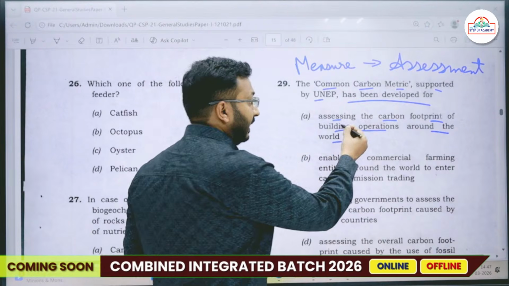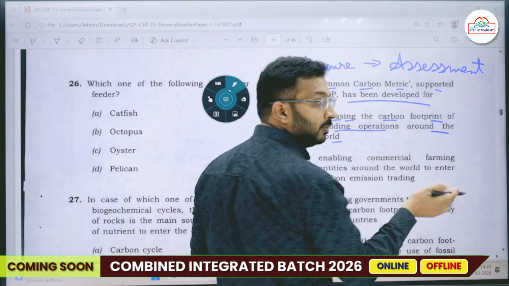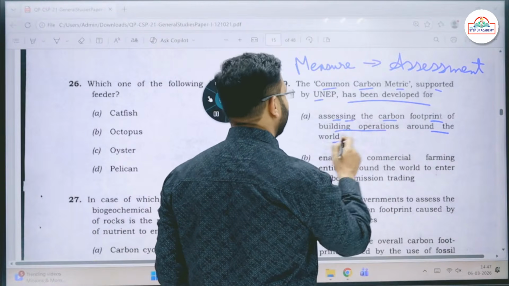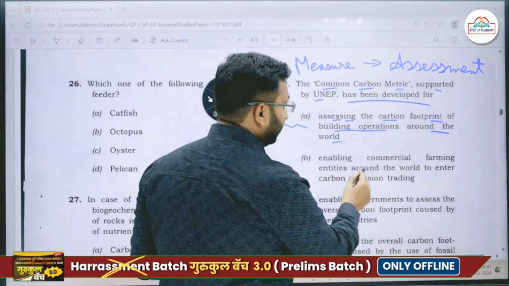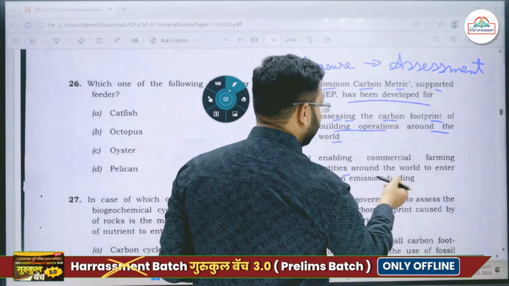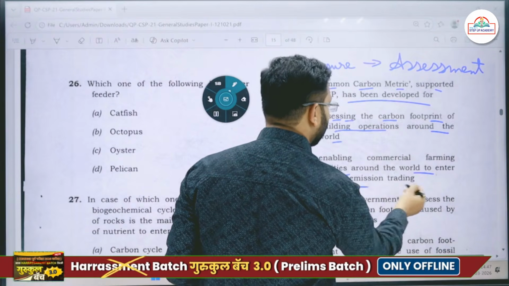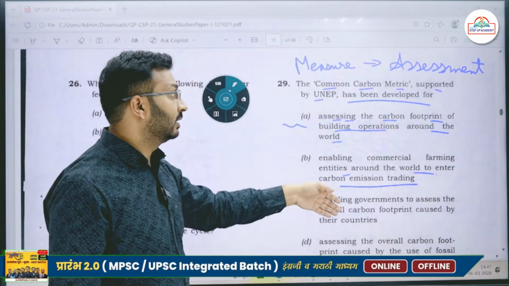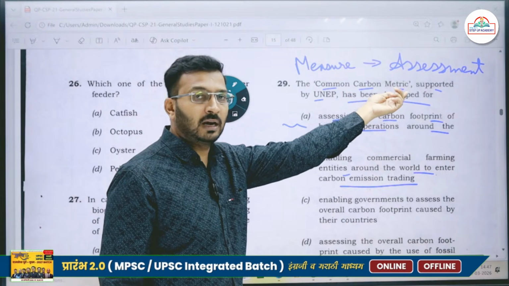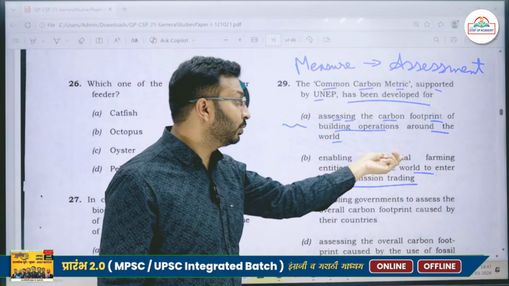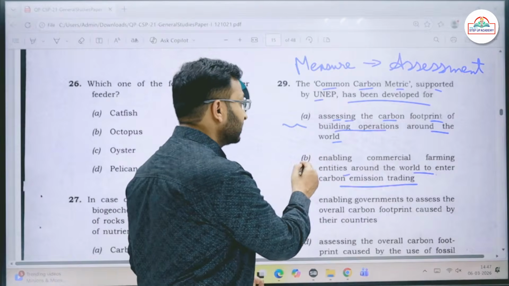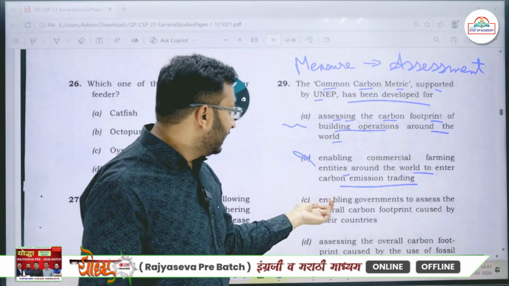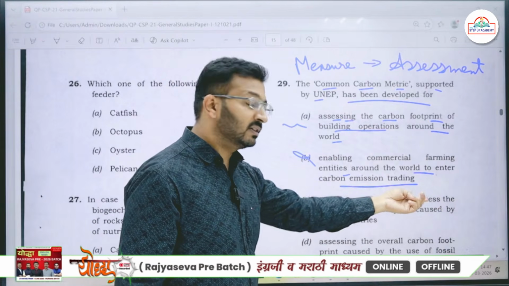Okay, let's see. Assessing the carbon footprint of any building operation around the world. Enabling commercial farming entities around the world to enter carbon emission trading. Enabling, but it is a measurement thing, metric; you are measuring. So how are you going to enable the commercial farmers? Go by the name, not enable. Enabling government to assess. Okay, it is the SSB.